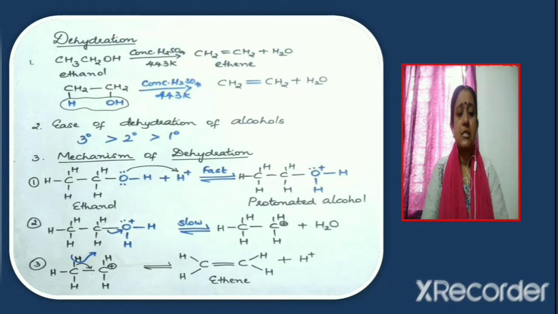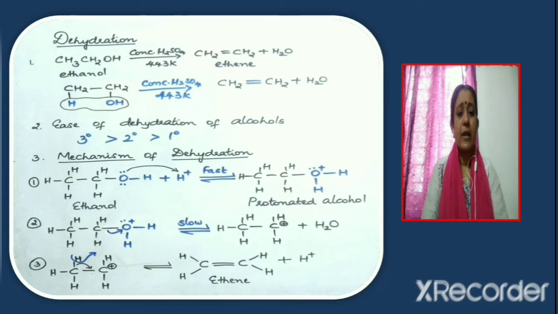Now let us discuss the mechanism of dehydration. Consider the alcohol as ethanol. The reaction takes place in 3 steps. The first step is formation of protonated alcohol. In this step, ethanol reacts with the proton. Here, the OH oxygen uses one of its lone pairs of electrons to bind the proton, and as a result protonated alcohol is formed.